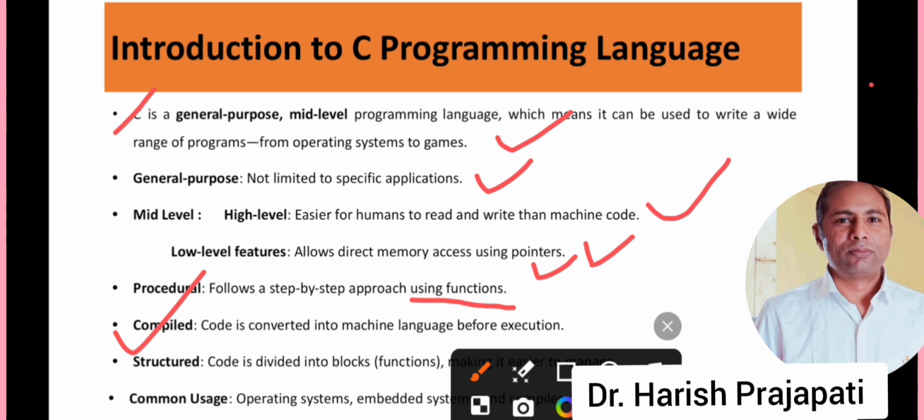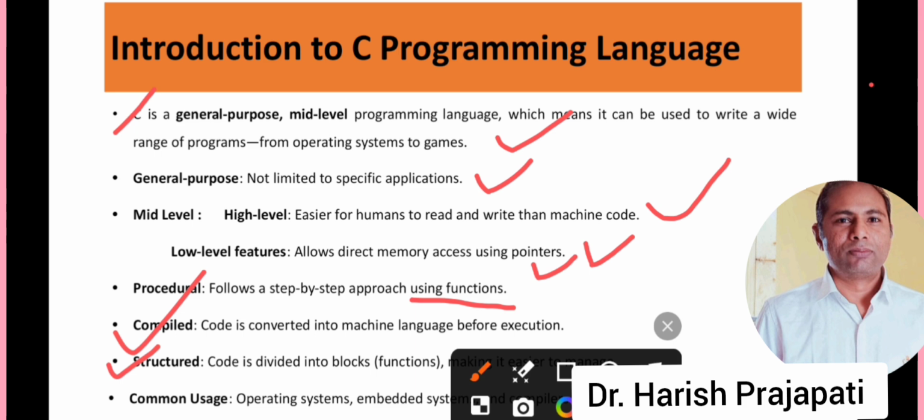Now, it is a structured language. Structured means we can divide the code into different blocks. So it is a structured language, meaning we can divide it into a number of blocks.